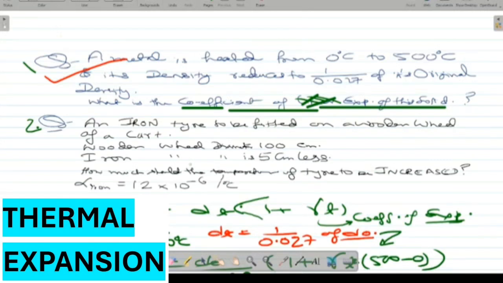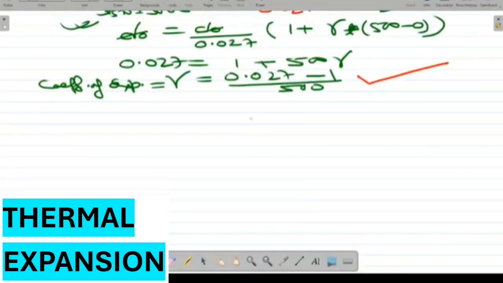The wooden wheel diameter is 100 centimeter and the iron wheel diameter is 5 centimeter less. So 5 centimeter less means 100 minus 5 equal to 95 centimeter is the diameter of the iron, and this is the diameter of the wooden wheel. So this will be like this. This is a wheel, above this a wheel, and this is not very circular.